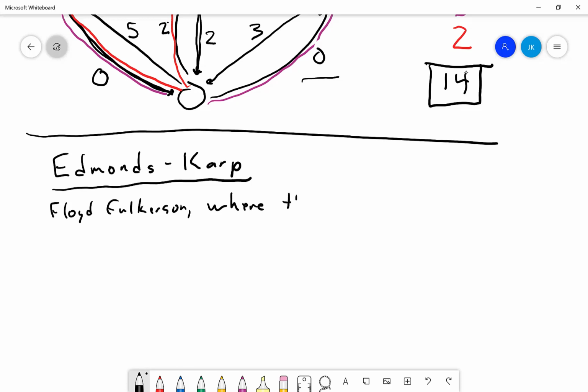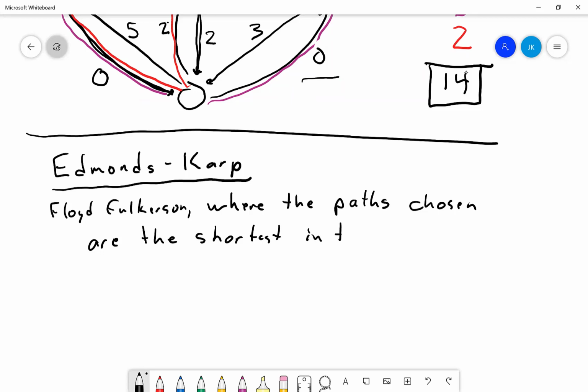where the paths chosen are the shortest in terms of number of links.